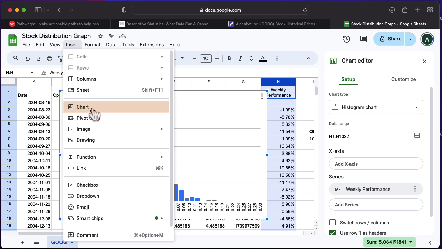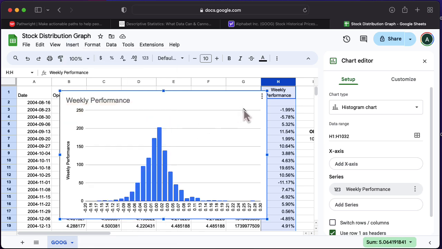and head down until you get to histogram, and you will find that Google Sheets will create a histogram for you. It'll even call it weekly performance if that's how you title your column. And I strongly suspect that you will end up with something that looks pretty darn bell-shaped in nature.